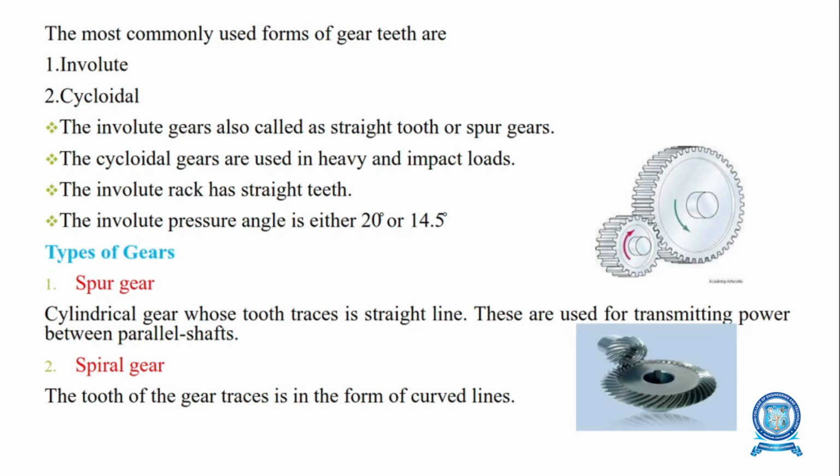Cycloidal gears are used in heavy and impact loads. Normally, cycloidal tooth gears are used when the load is higher than usual and there are higher impact loads. Next, the involute rack has straight teeth, and the involute pressure angle is either 20 degrees or 14.5 degrees. So the commonly used forms of gear tooth are the involute teeth and the cycloidal teeth.